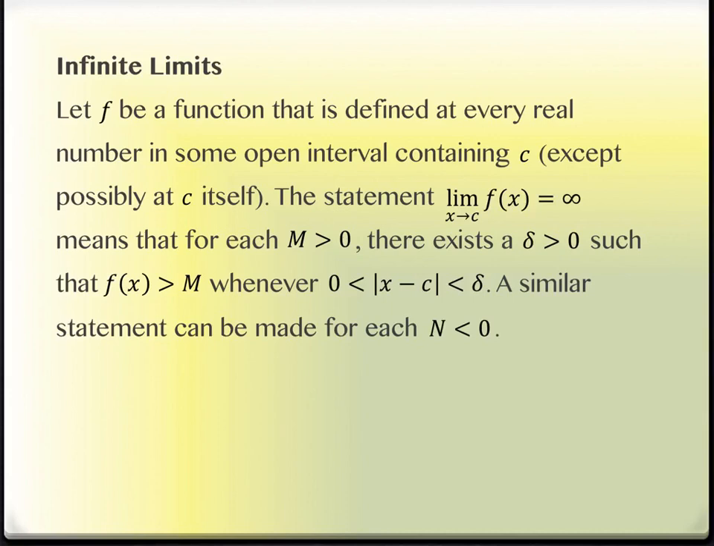The statement that the limit as x approaches c of f of x equals infinity means that for every M greater than 0, there exists a delta greater than 0, such that f of x is greater than M whenever 0 is less than the absolute value of x minus c, which is less than delta. And a similar statement can be made for each N less than 0.